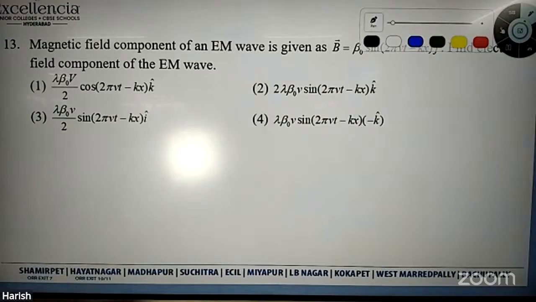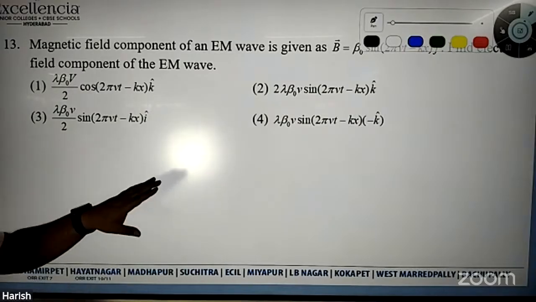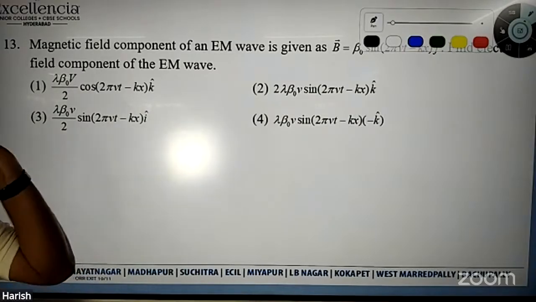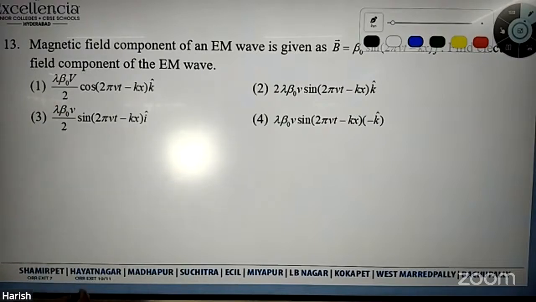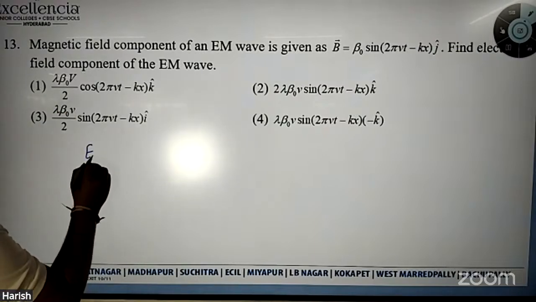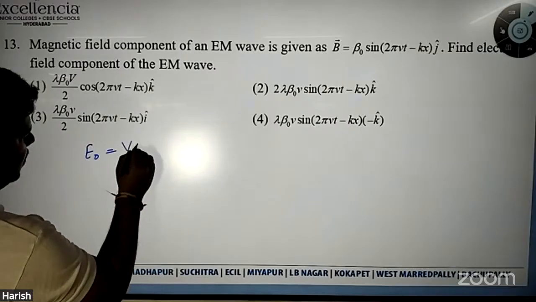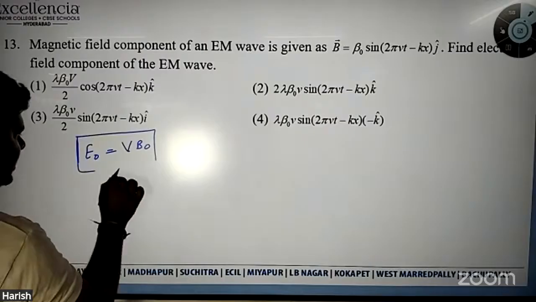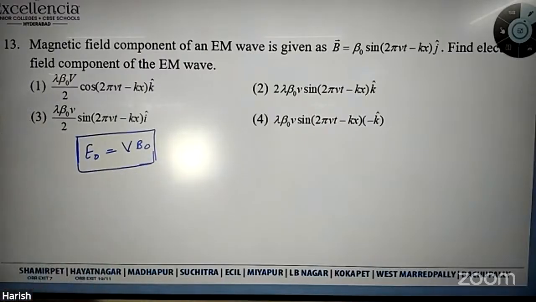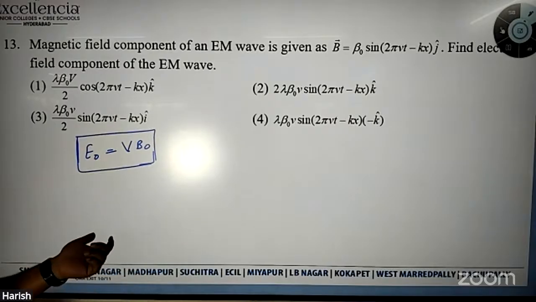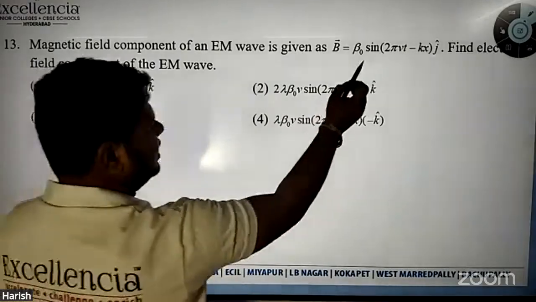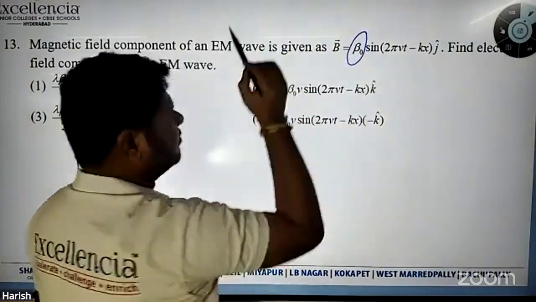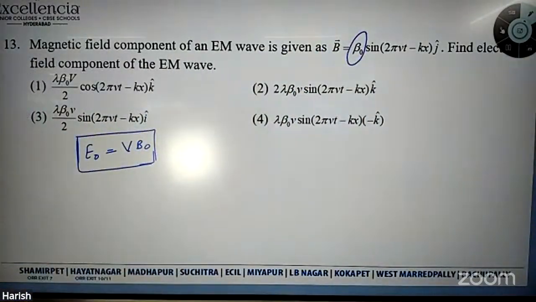Now this is a question on electromagnetic waves, a direct, straightforward formula-based question. But you should know two formulas here. One is E = v B_0. This is a formula which relates the magnitudes, I can say the peak or maximum values, of the electric and magnetic fields, which is given as E_0 = v B_0. And v is the speed.